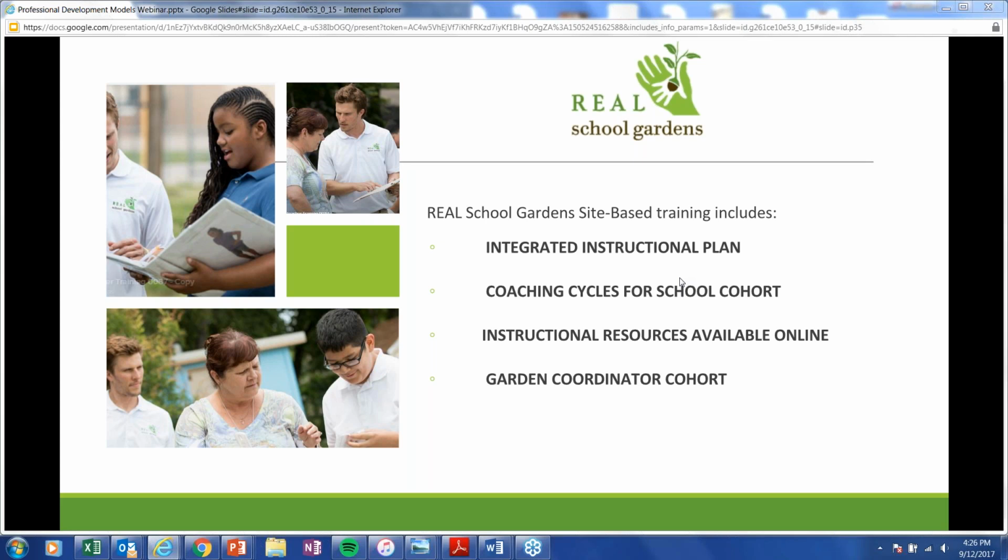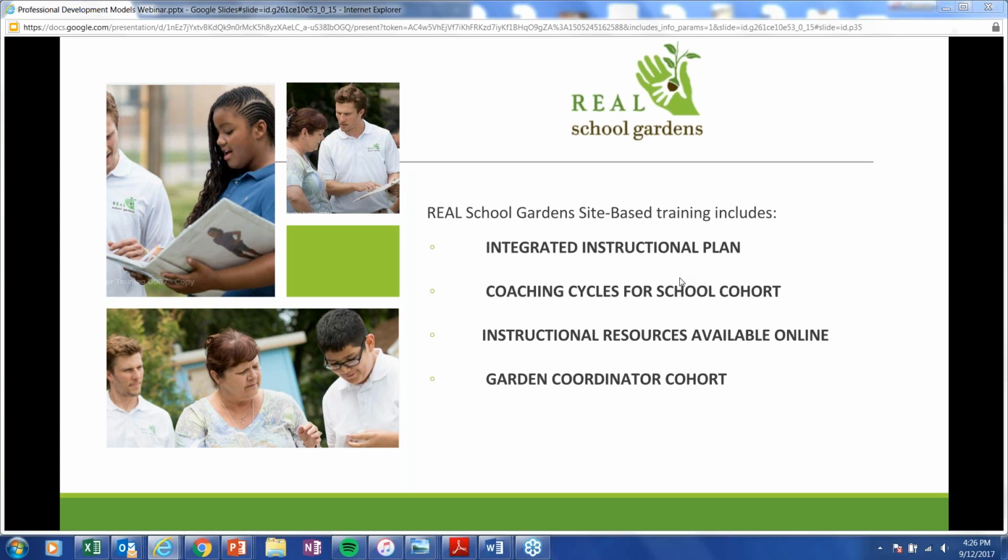We then have instructional coaches who are veteran teachers, most with master's degrees, and they go out and work one-on-one in coaching cycles with students and teachers at schools. So we model a lesson, an academic lesson using the garden with a teacher and their students.